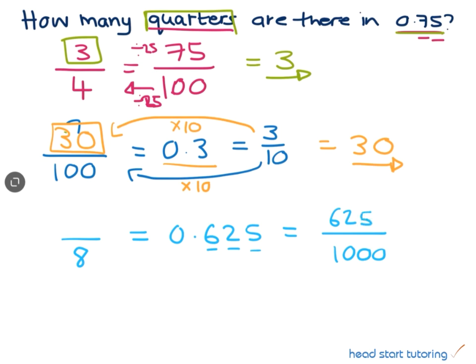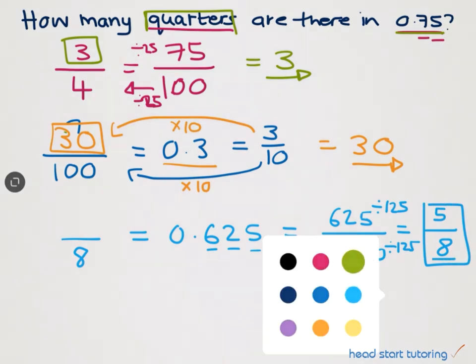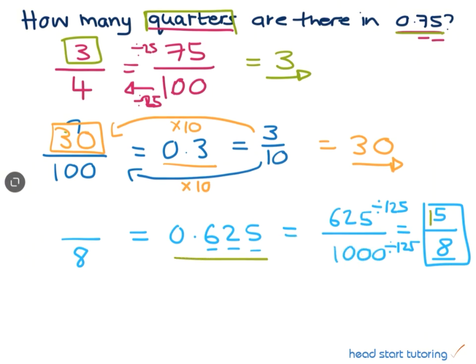And what we can first do here is try and simplify this fraction. So if we know our 125 times table well, which we should by now, we will know that 625 is a multiple of 125. If we were to divide 625 by 125, we get an answer of 5. And if we divide 1,000 by 125, we get an answer of 8. So as you can see, we've already got our answer there. How many eighths is equal to 0.625? It's 5 eighths. So our answer is 5 eighths.